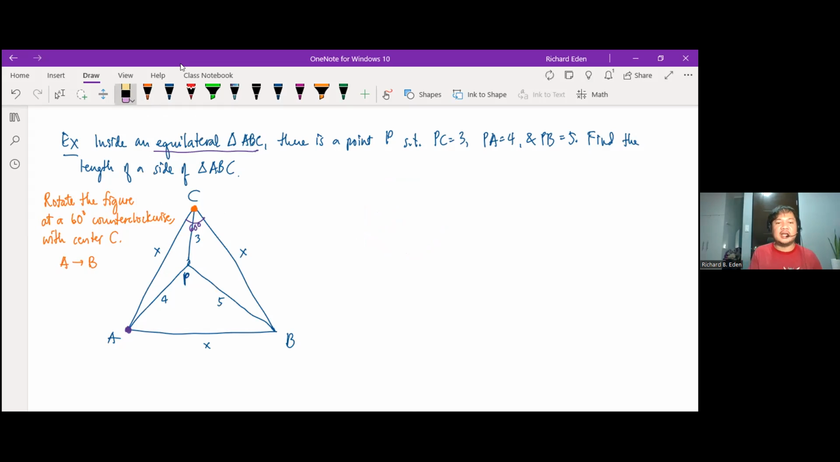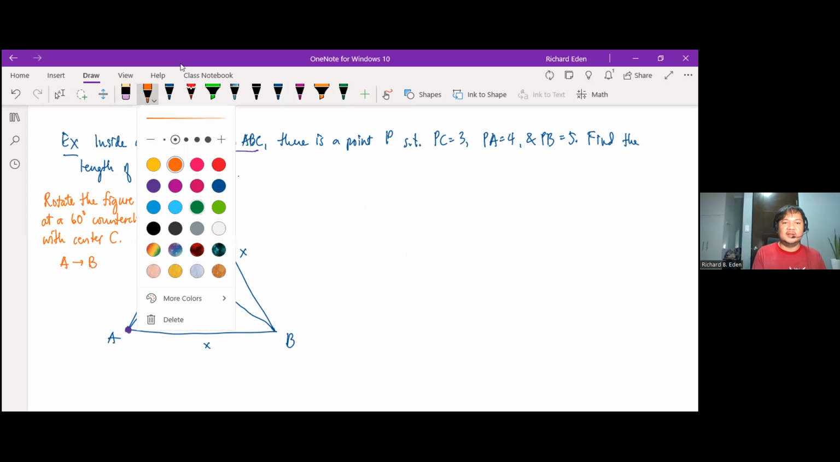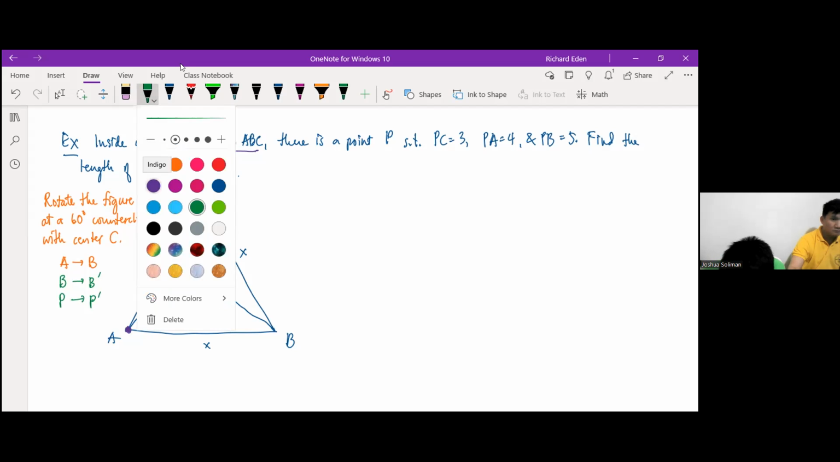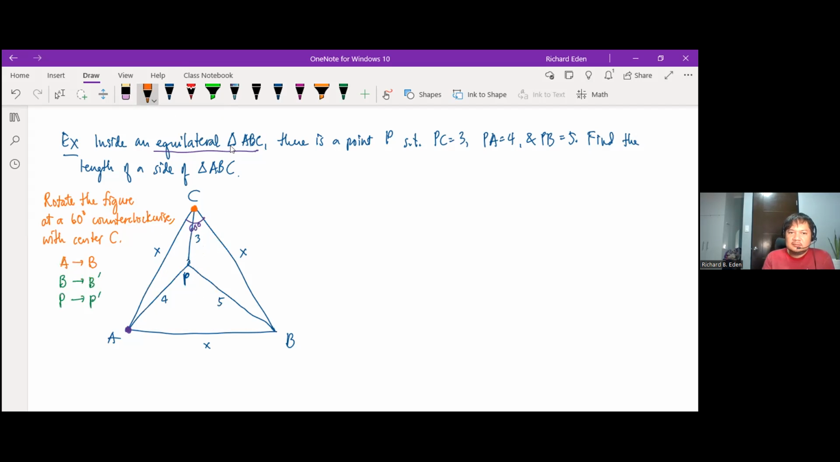And then B, on the other hand, would go somewhere else. Let's say, tawagin natin, B, well, it's not yet drawn. Let's call it B prime. And then, well, C is going to be fixed, but there's another point P. Let's call the image P prime. Ultimately, what this will do is it's going to bring this triangle to a different equilateral triangle.